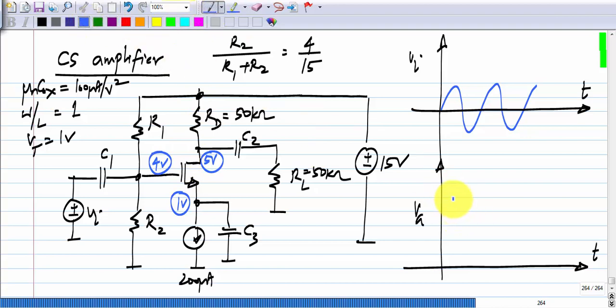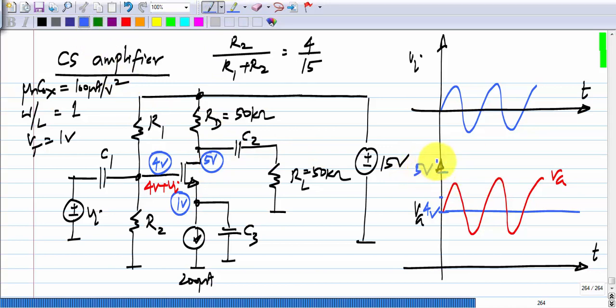Let me mark it somewhere over here. It's 4 volts, and over that we have the same signal. The total voltage here will be 4 volts plus Vi because I have Rs equals 0. So the signal at the gate will be something like that. This is Vg when the signal is applied. Now the drain operating point is 5 volts, so it is somewhere here. This is not necessarily to scale.